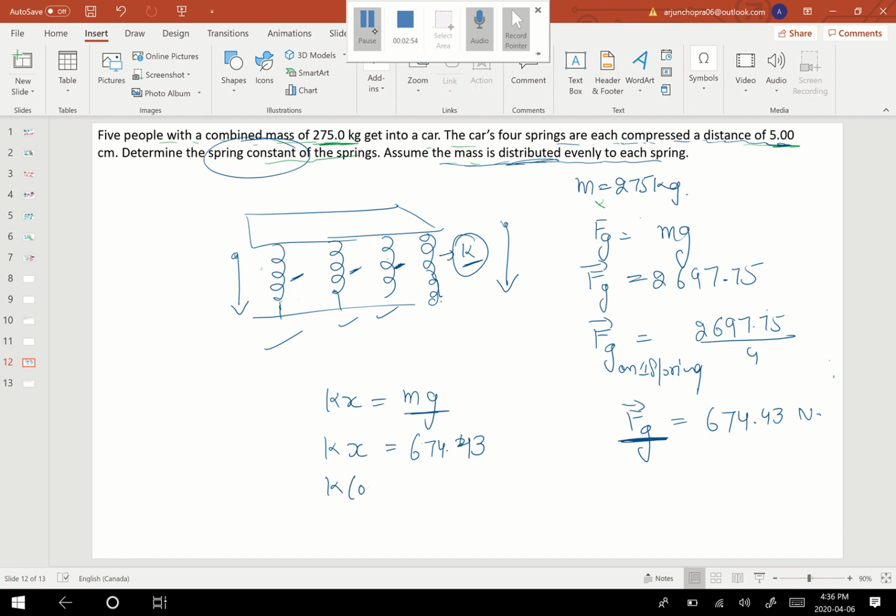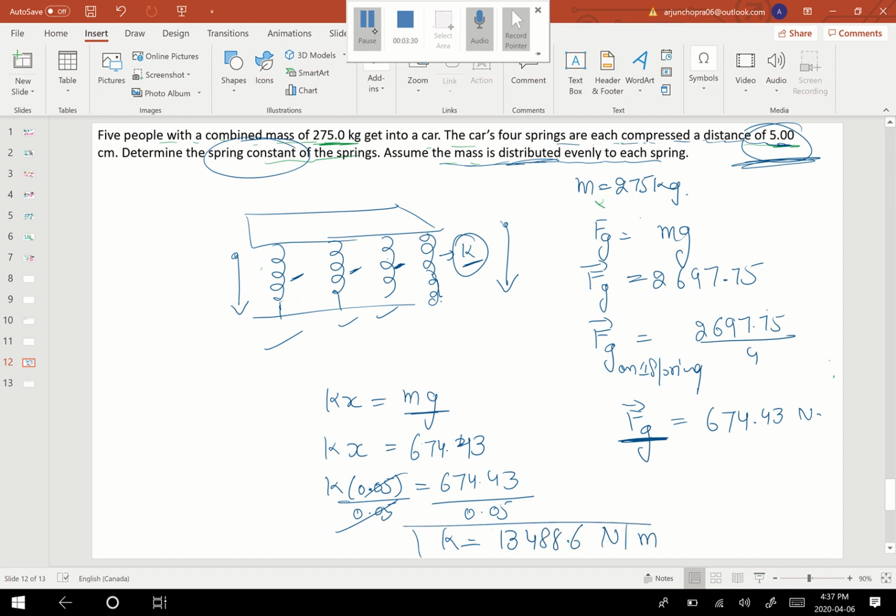So k times the x value, 0.05, is equal to 674.43. So k is 674.43 divided by 0.05. The displacement given to us is in centimeters, so I have to convert it into meters, 0.05. So 674.43 divided by 0.05 comes out to be k equal to 13488.6 newtons per meter. That's the unit for the spring constant. So that's how we will solve a question like this.